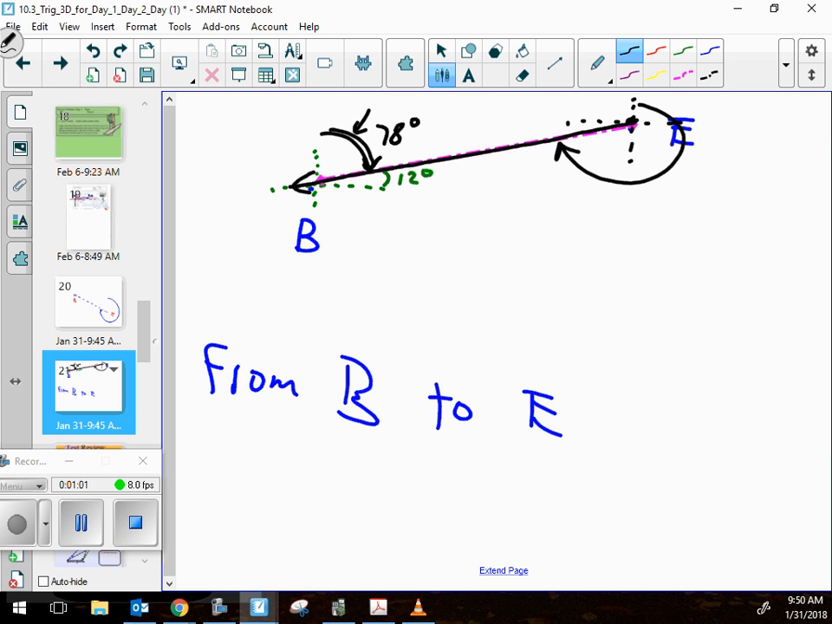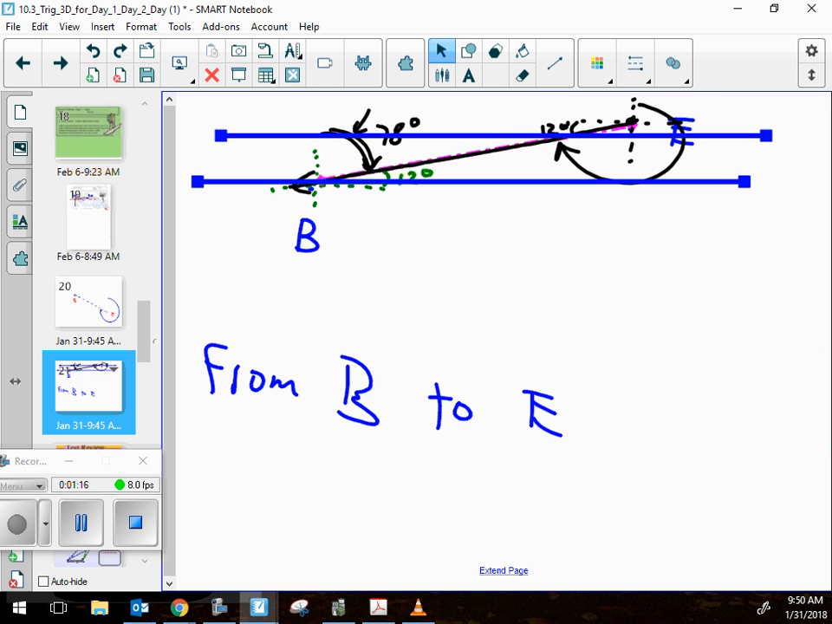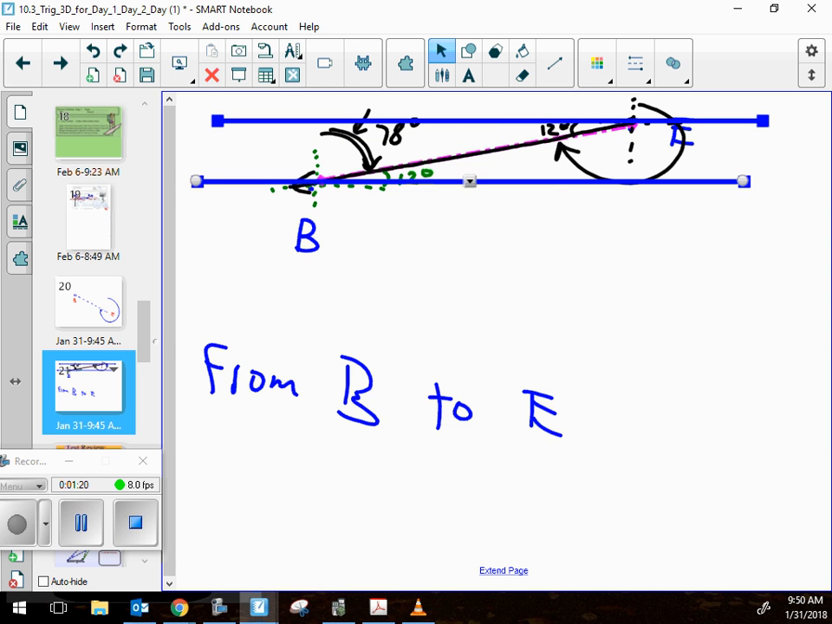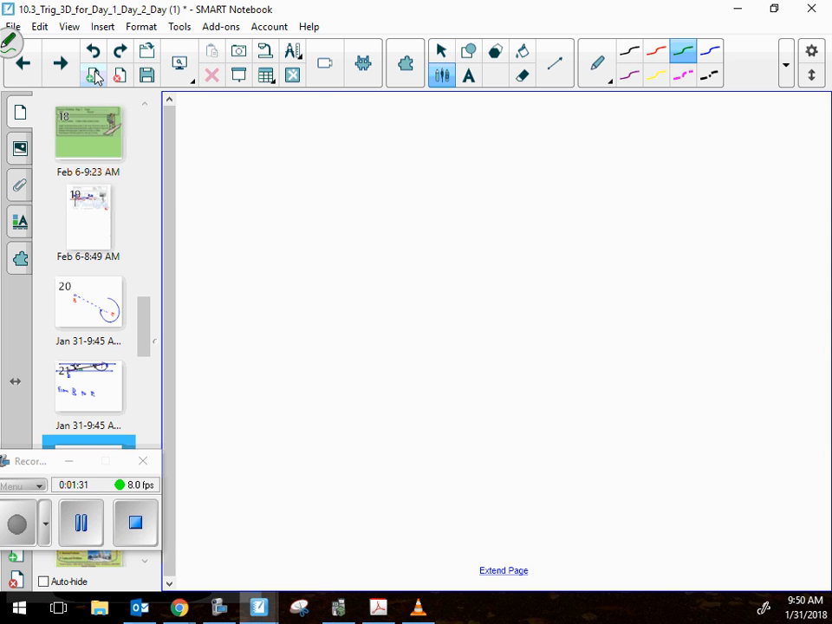The alternate interiors involved here would have told you that that one right there was 12. Why? Because I can set up the alternate interiors by drawing out these lines that are perpendicular to each other. Like that, and then you can more easily see, oh yeah, these 12s, they go together. They're alternate interiors.